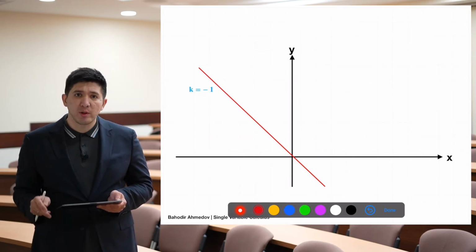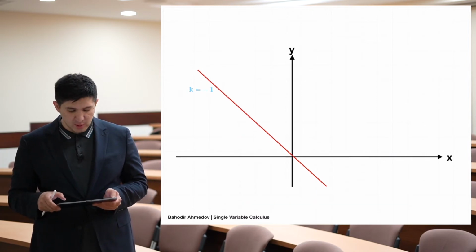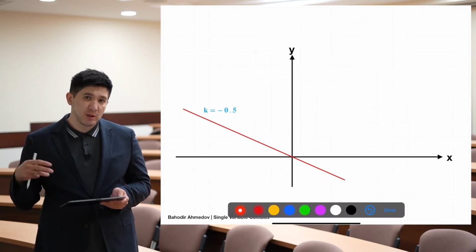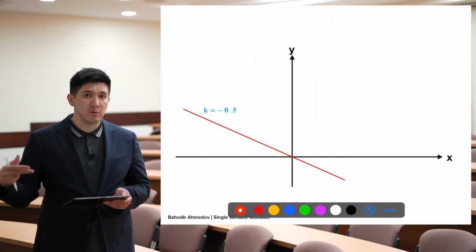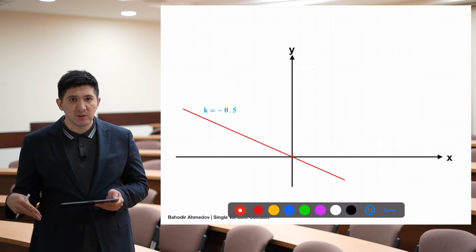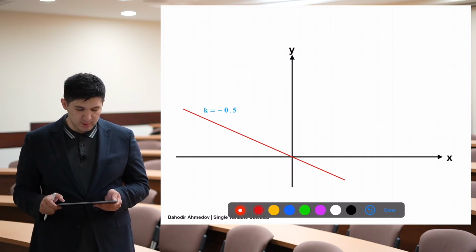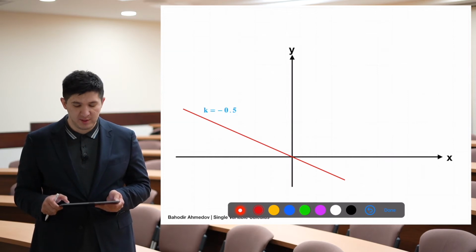But the same rule works as previously. If I rotate this line towards the y, the absolute value of the slope is going to increase. And if I rotate this line towards the x, the absolute value is going to decrease. For example, this line has a slope equal to -0.5.